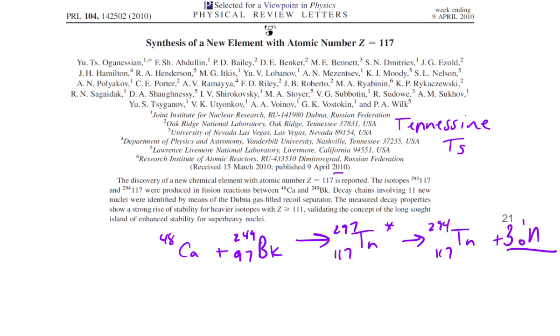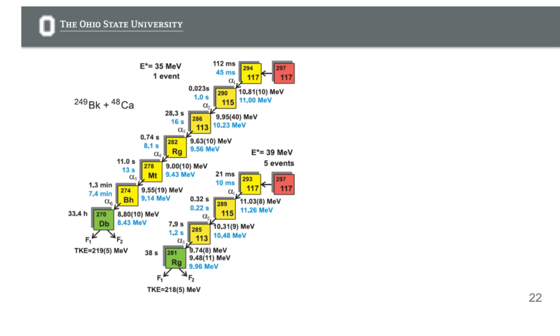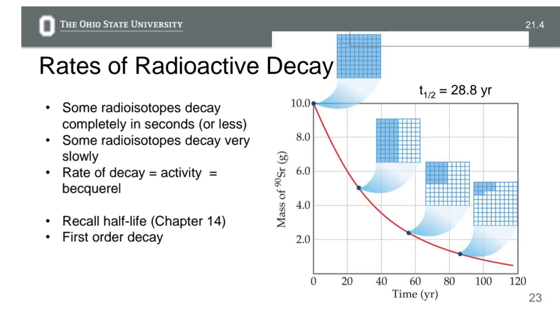Okay. Questions on that? Let me go back. All right. The next slide just shows the decay pattern for tennessine. We don't need to go into that, but it does decay by alpha emission and eventually gets to a stable particle. Okay. Questions on any of that?